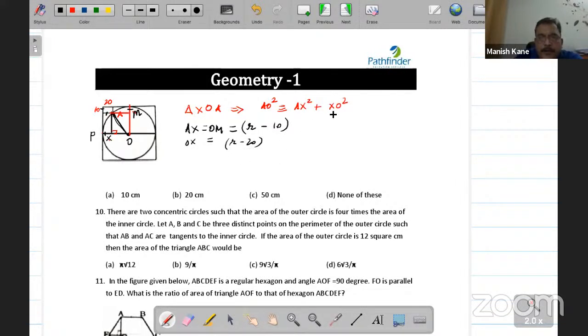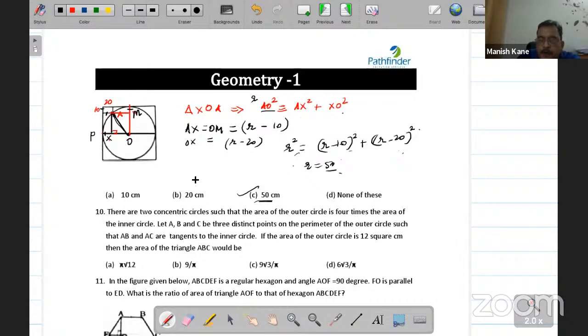Now what do you have? You have the value of AX, you have the value of OX, and AO is R itself. So you have an equation R square is equal to R minus 10 whole square plus R minus 20 whole square. And now if I were you, I would try to substitute values from the options. So I will see which option will fulfill. So if I have 50, 40, 30, 30, 40, 50. 3, 4, 5 is basically one Pythagorean triplet. So 30, 40, 50. R must be 50.